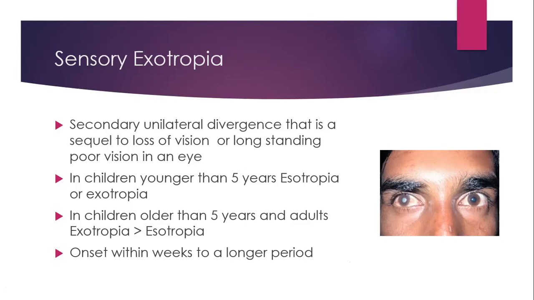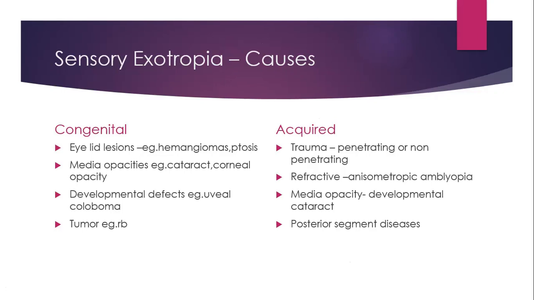And sensory exotropia, when there is poor vision in one eye, that eye tends to deviate. In children less than 5 years, usually this deviation is esotropia or exotropia with equal incidence. In children older than 5 years, more often exotropia is encountered. So the causes for poor vision in one of the eyes in children are, for example, ptosis, any media opacities, or any refractive and anisometropic amblyopia and other posterior segment diseases.